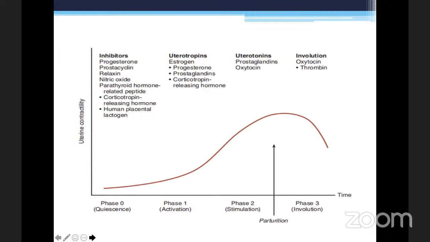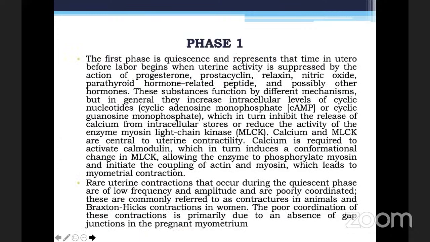And the final phase, which is the involution phase, in this, uterine involution occurs after delivery and is mediated by oxytocin. So phase one, which is the quiescence, represents a time in utero before labor, and is suppressed by the action of progesterone, relaxin, nitric oxide, PTH hormones, and other hormones.